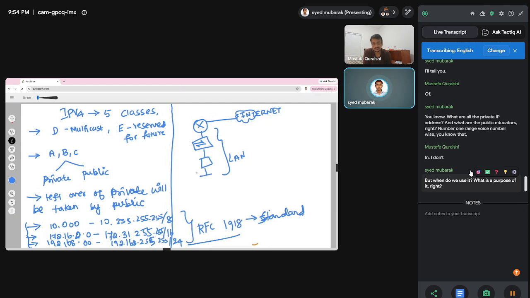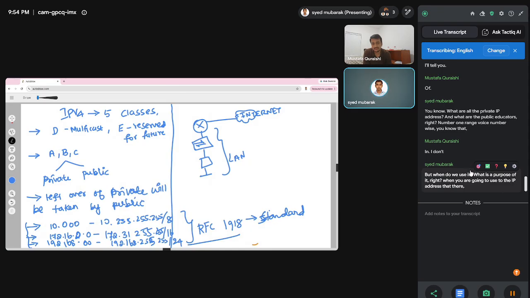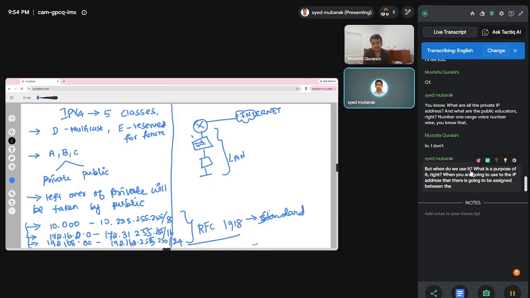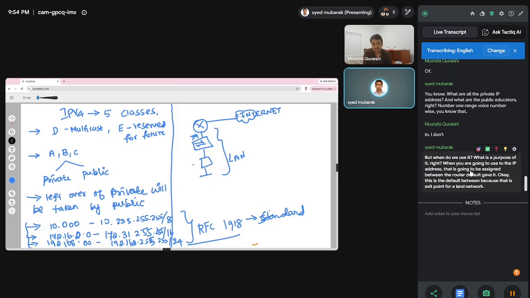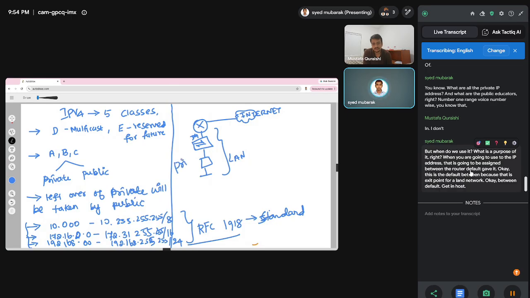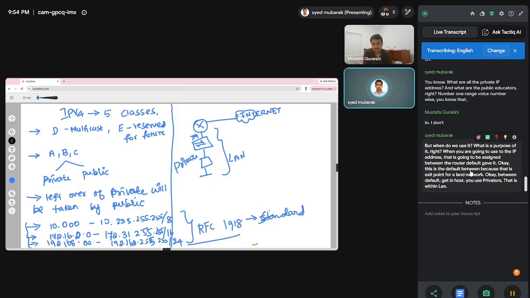The IP address that is going to be assigned between the router, the default gateway, okay, this is the default gateway because that is the exit point for a LAN network. Between the default gateway and host, you use private IP addresses. That is within the LAN, your local area network. The IP address used there is private. And whatever you are going to use outside your network, the WAN, right? So you use public.